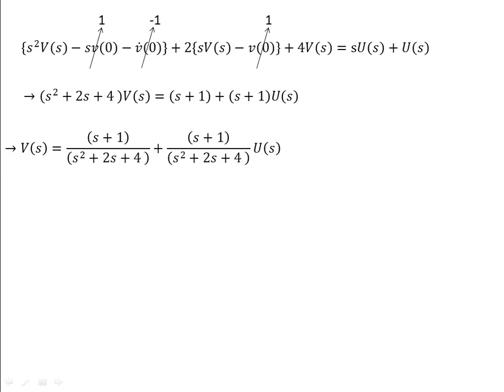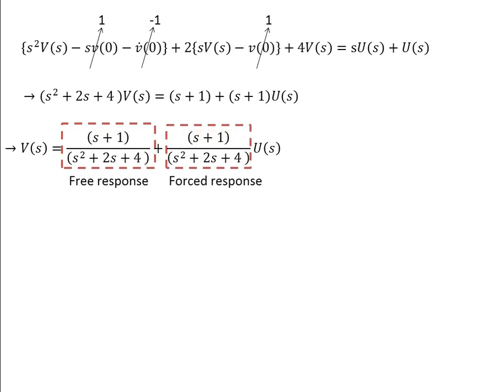But we are looking for the transfer function of V(s) over U(s). If you remember, the definition of the transfer function is the ratio between output over input when all initial conditions are 0. So to find the transfer function V(s) over U(s), we need to ignore the first fraction due to the free response. If I ignore this part, the free response, I will have G(s) equal to V(s) over U(s), which is equal to s plus 1 over s squared plus 2s plus 4.